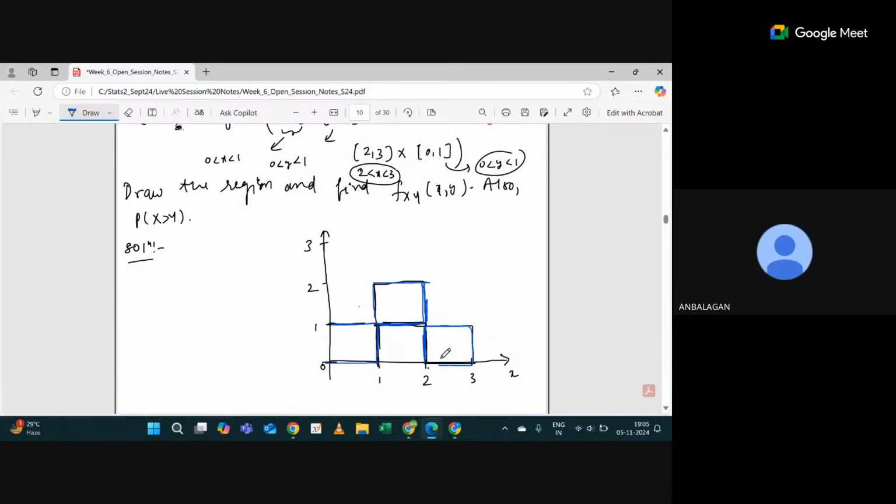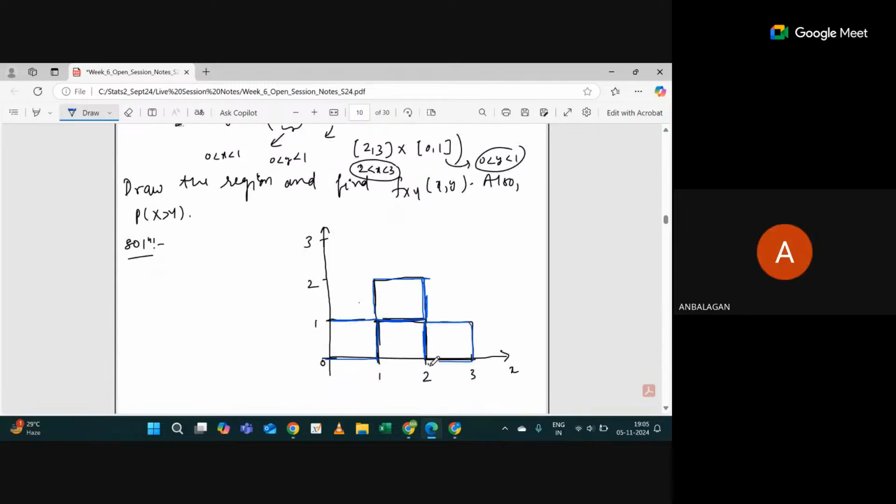The x from 2 to 3 we understand, but what about y from 0 to 1? You can see this is the y axis, and this is 1 on the y axis. So x is 2 to 3 and y is 0 to 1, because on the x axis y will be 0.